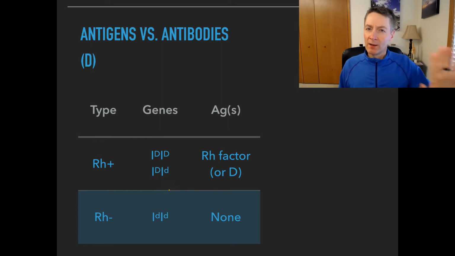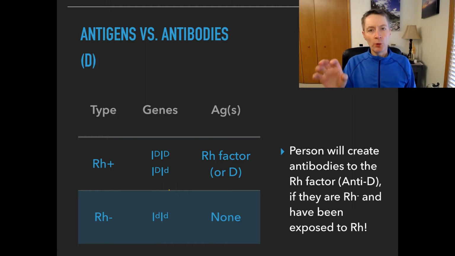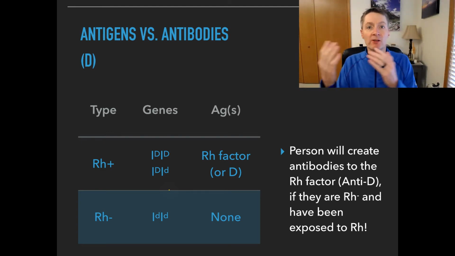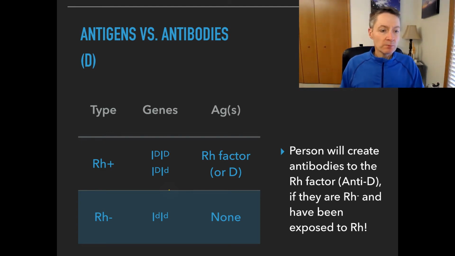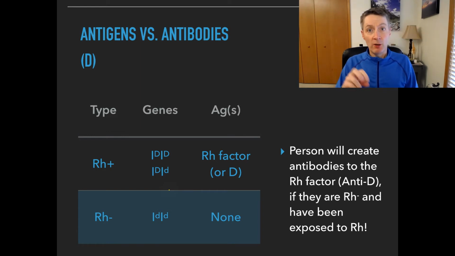It's not quite like it is with the A's, B's, and O's, where you're automatically going to have the opposite antibody. In this case, a person will create antibodies against the Rh factor, anti-Rh or anti-D, we might say, if they are Rh negative. The person's Rh negative, so they're not going to produce antibodies against themselves, but they have to have been exposed first. Okay? So an Rh negative person can make antibodies against Rh, but they'll only do it if they're exposed first.